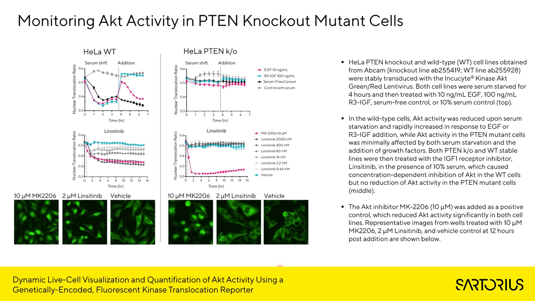However, in these PTEN knockout cells, the signal is primarily in the cytoplasm, as AKT is not being inhibited and is still active. This is compared to the vehicle controls in 10% serum, which contain active AKT, and our signal is primarily located in the cytoplasm in both cell types.